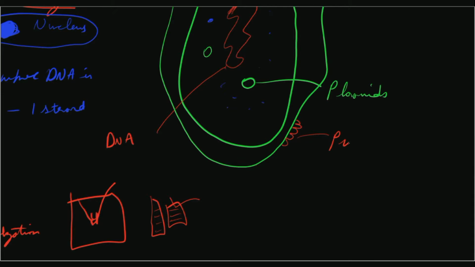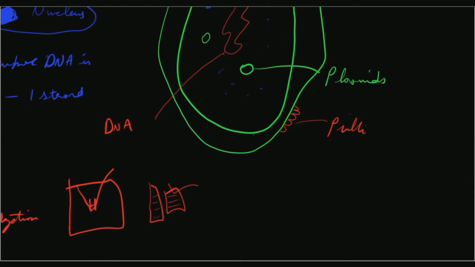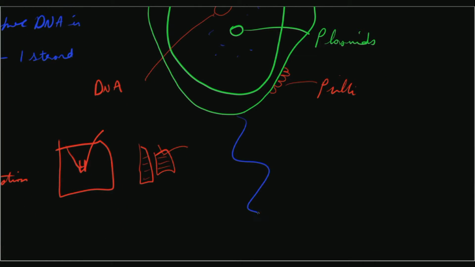So this is pili. It's also used for adhesion to stuff, maybe other cells, or whatever it needs to adhere to. Maybe it's food, and for absorbing stuff, things like that. And then last but not least, we have the flagella.